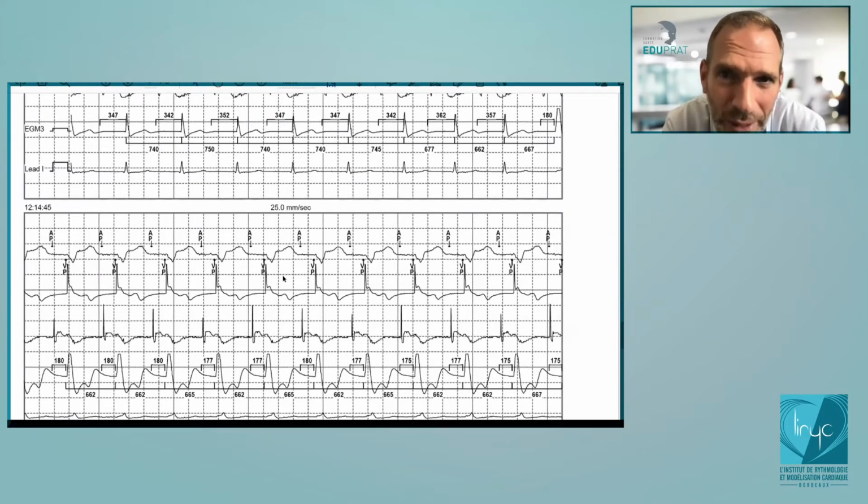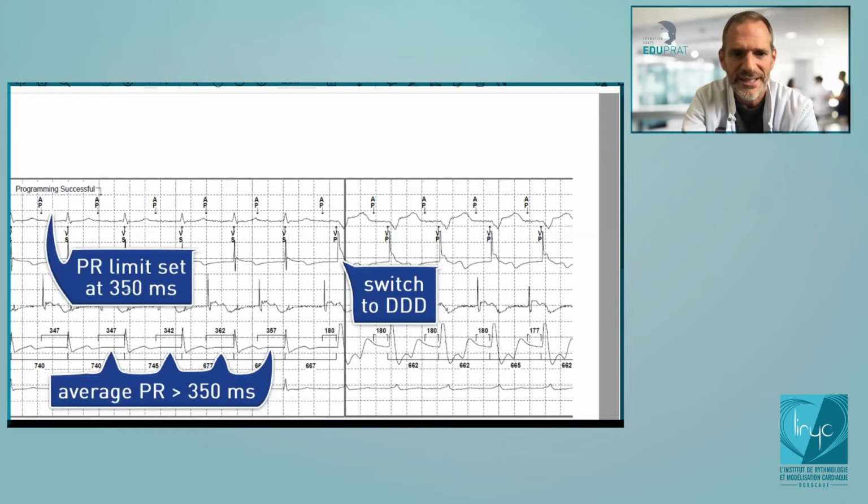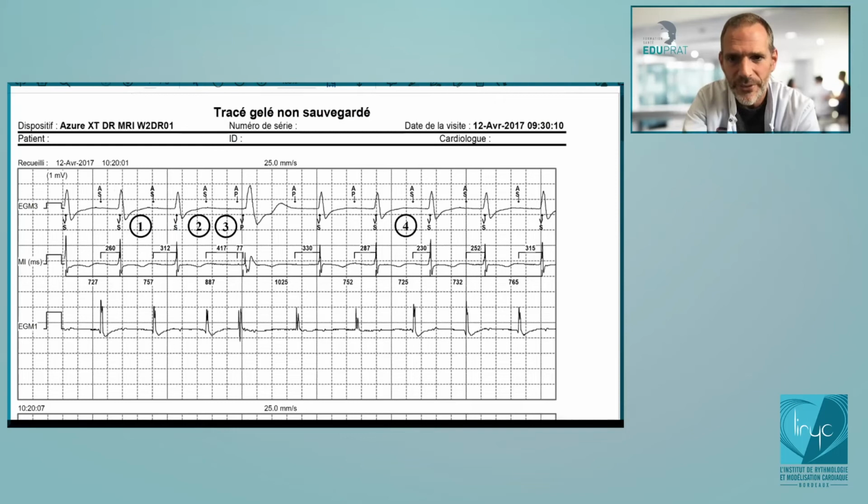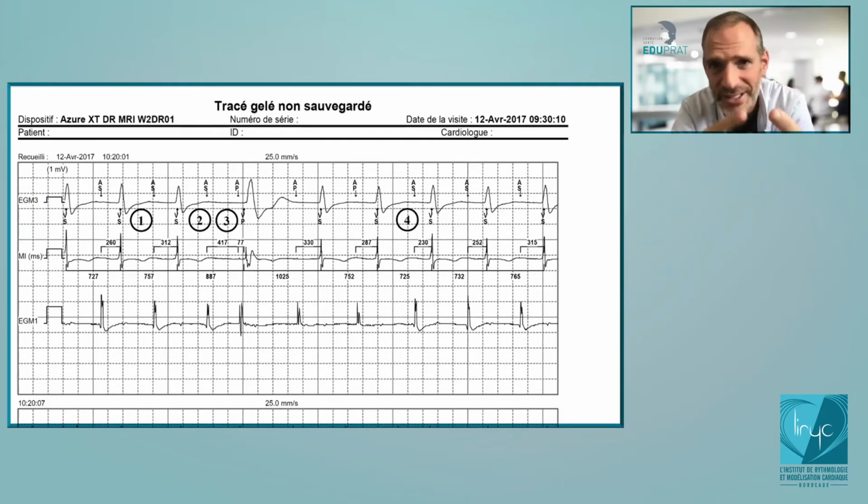When you program the MVP today, I will show you how, but nominally, this capacity to switch because of a long PR interval is off, but you can program it on. So that's the first point that has been modified. There is, see here, limit set at 350 milliseconds and switch to DDD. There is a second point that has been modified. The two limitations, as I explained before, were the fact that you could not switch for long PR interval on the old one. The other limitation was the occurrence sometimes of pause.